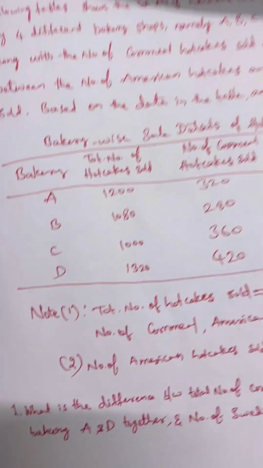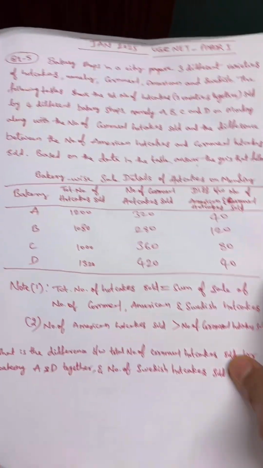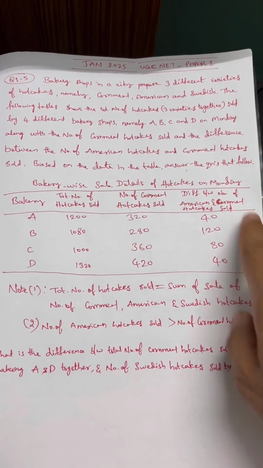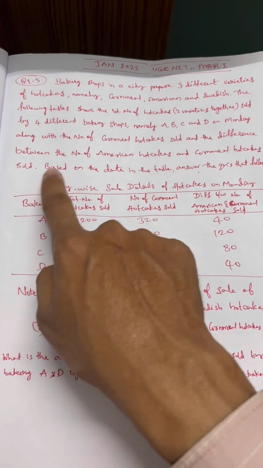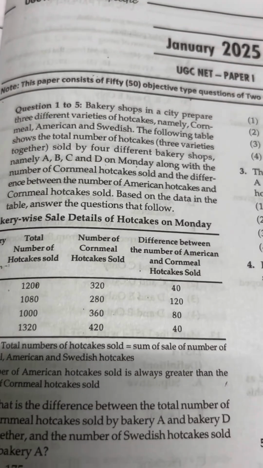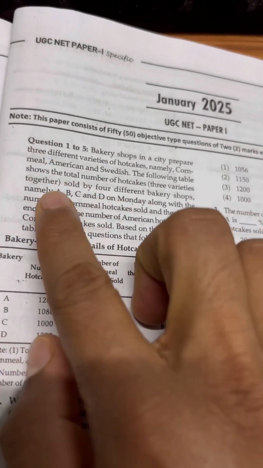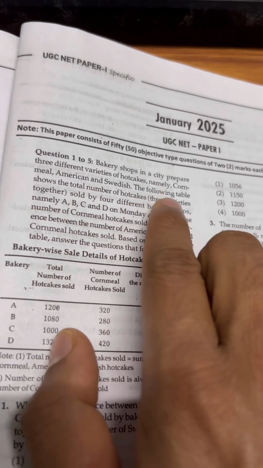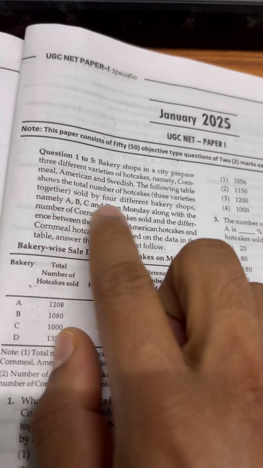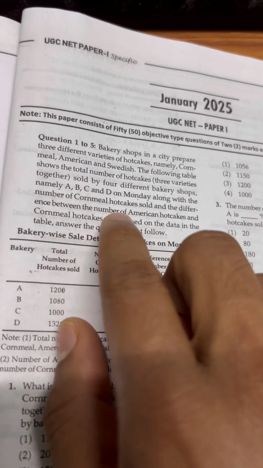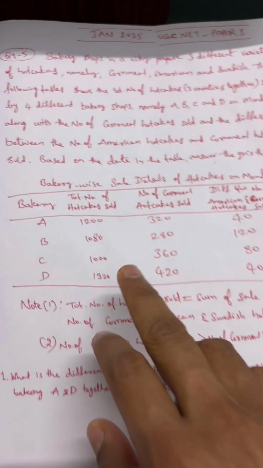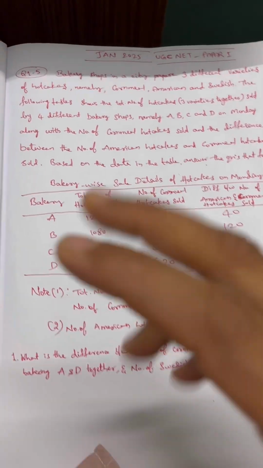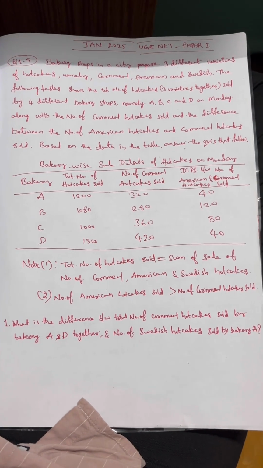Here also I have written the entire question. In this, please observe, I have written till the American and cornmeal hotcakes sold; the other information about the table I didn't write here, such as that the table shows the number of hotcakes sold by different bakeries on Monday and what the columns are. That is not required, because by observing the table we know that. In the exam also you should be able to read the question quickly, so that's why I am telling you like this.